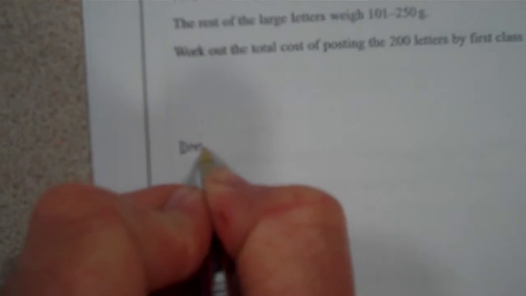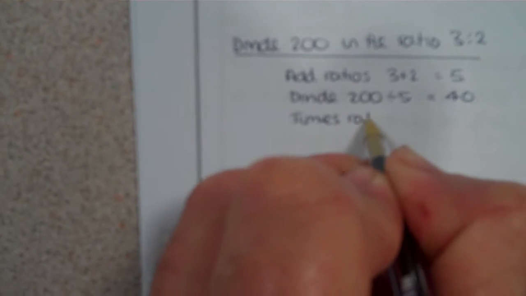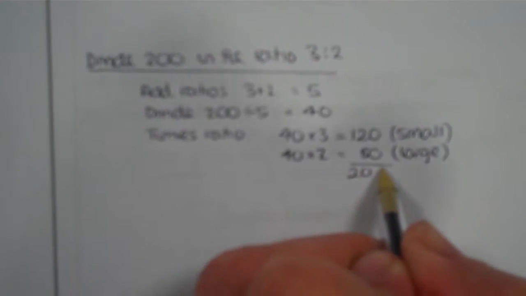So I'm going to divide 200 in the ratio 3 to 2. So I add the ratios. That's 3 plus 2 equals 5. Divide 200 by 5 gives me 40. And then times ratios by my answer here. So I get 40 times 3 equals 120. That's the small, because up here small was 3. And 40 times 2 gives me 80. That's the large. And if I add those together, that gives me my 200 letters here. So I've got 120 small and 80 large.